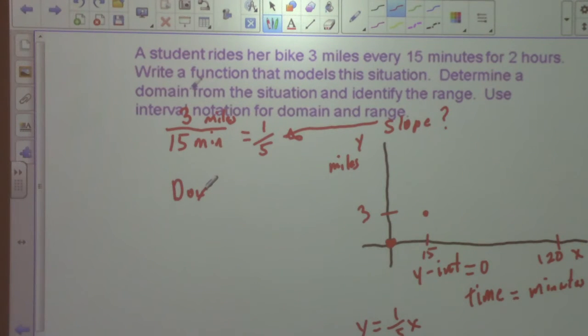Oh, my pen is going a little bit glitchy on me. Okay, I'm thinking 0 to 120, right? So that's our domain. What is our range going to be?